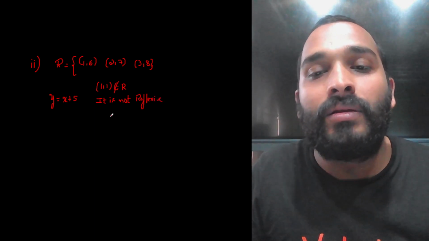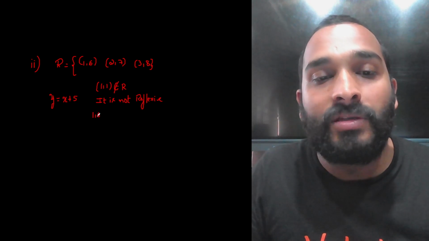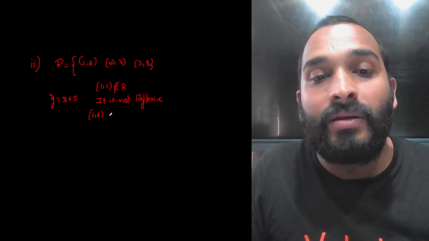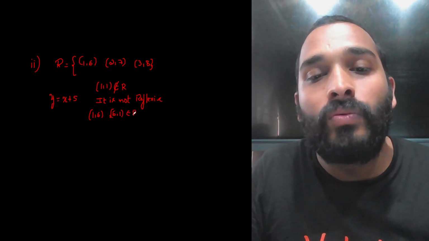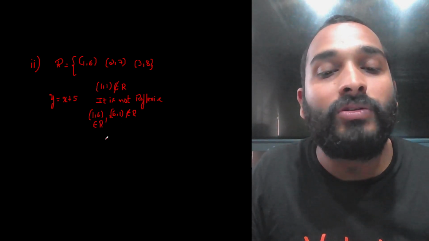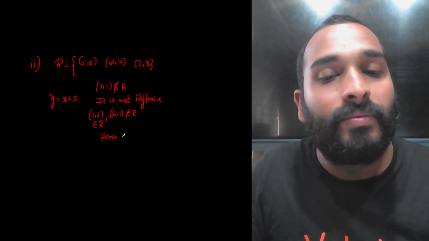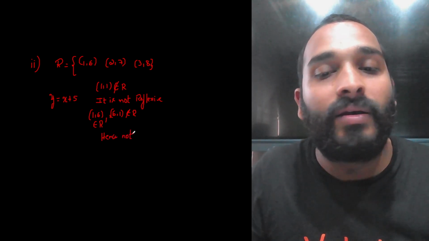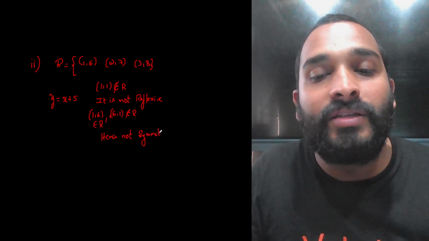And check for symmetric, children. You have 1 comma 6. Yes. And 6 comma 1 does not belong to R. Yes or no? You have 1 comma 6 belongs to R, but 6 comma 1 does not belong to R. Hence what you write? Hence not symmetric, because it is not obeying the condition what we studied in the beginning.